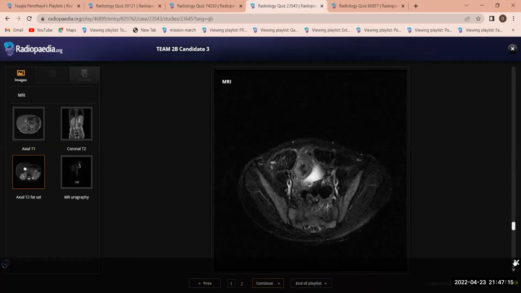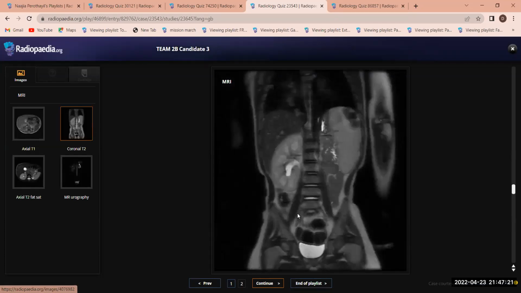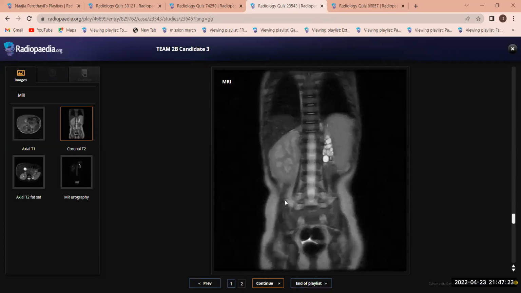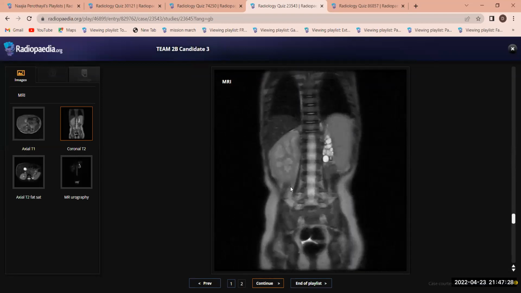Okay. So, Rob, I think we've come to the end of your cases. How did you find the cases? They were very mixed, random. I don't know. But I think you've done well.